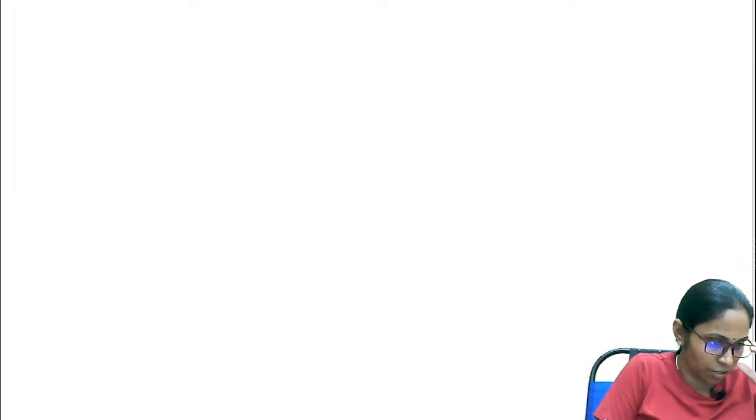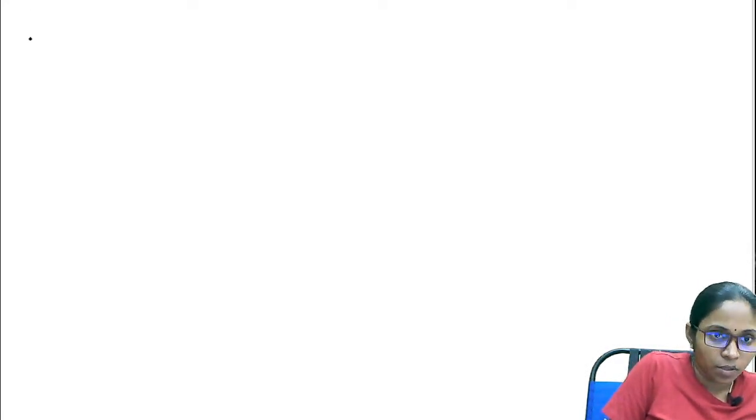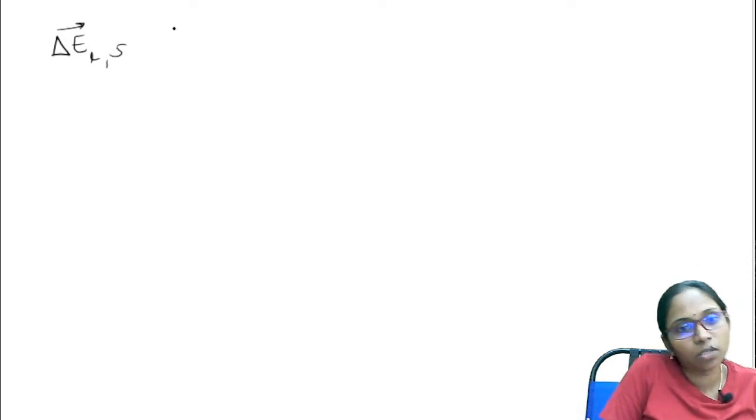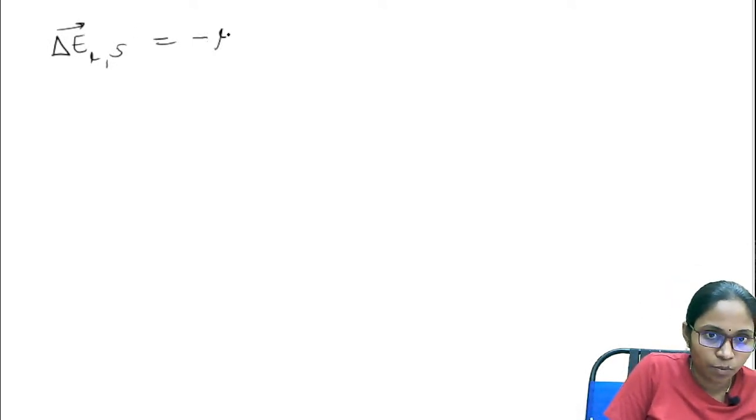As we know, the relation between the magnetic field and the change in energy, let's see. That is delta E. Here there is a change in energy, and therefore I am considering delta E. Why there is a change in energy, I will explain. Delta E equals minus mu S bar dot B bar.